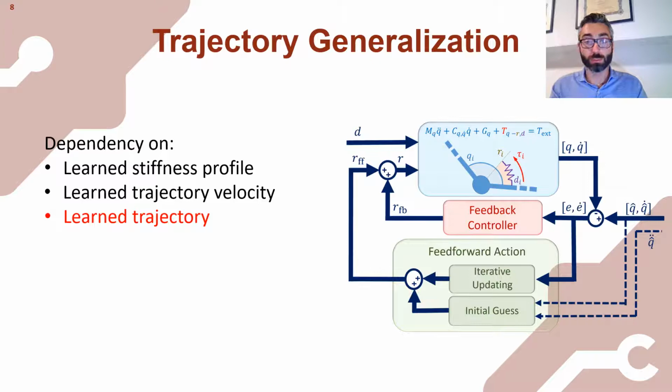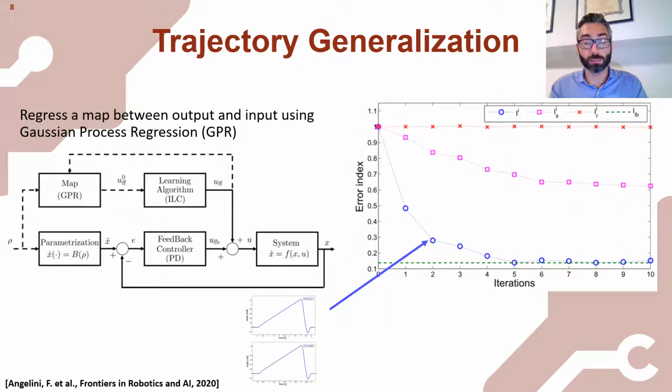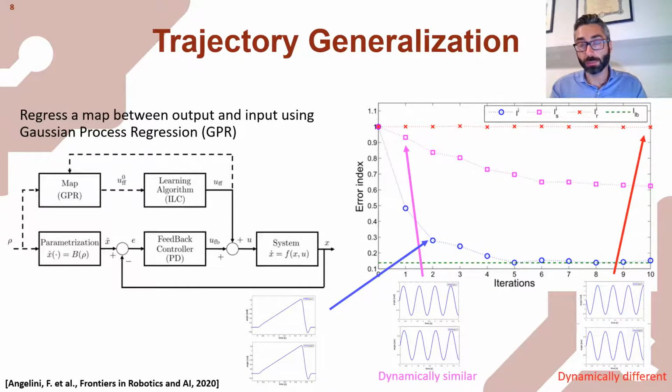Finally, for what concerns the generalization with respect to the trajectory, we can exploit Gaussian process regression to create a map between the desired output and the input. In this case, we use the map to generate another control action for another desired output. And if this novel desired output is similar to a previously seen example, the learning performance will be much faster.